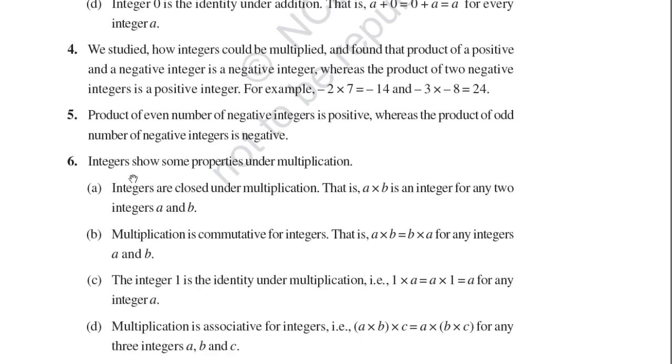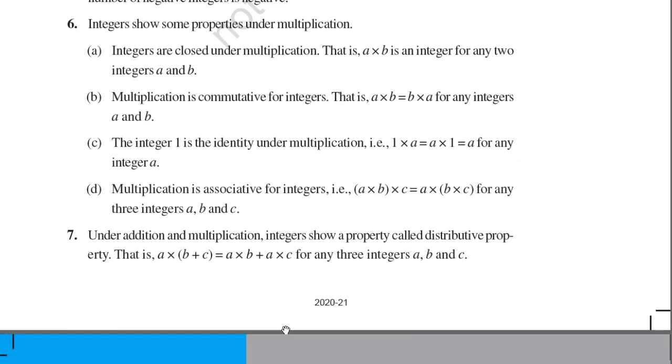Integers show some properties under multiplication. Integers are closed under multiplication, that is a into b is an integer for any two integers a and b. Multiplication is commutative, that is a into b is equal to b into a. Integer 1 is the identity under multiplication, that is 1 multiplied by any number will become that number itself. So 1 into a is equal to a into 1 is equal to a. Multiplication is also an associative property. When there is multiplication, the answer will be the same.